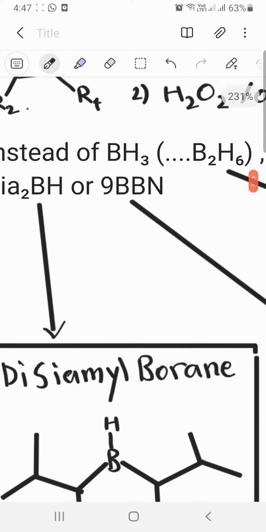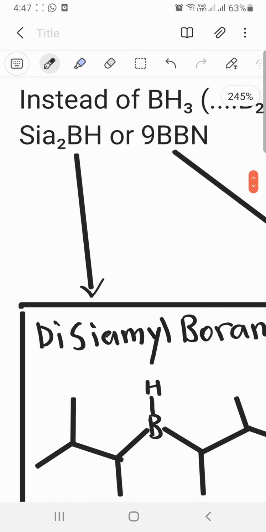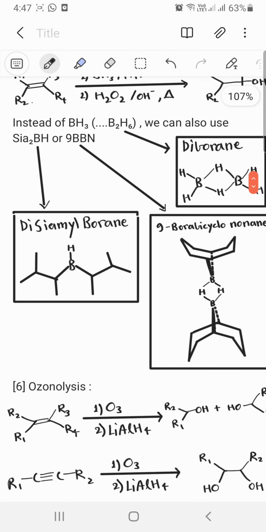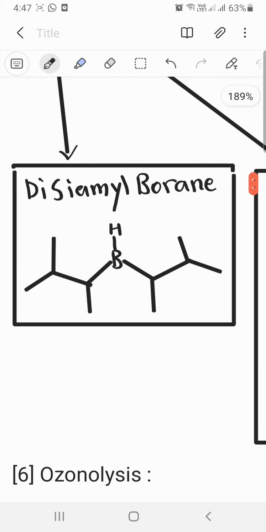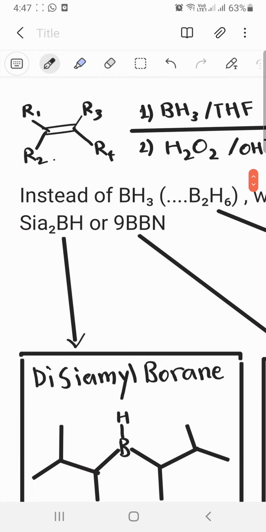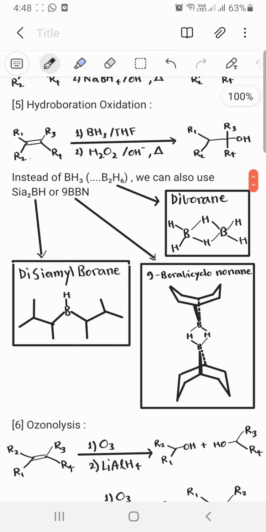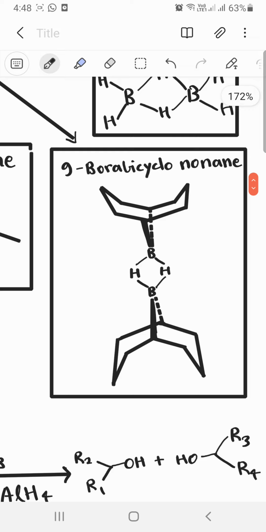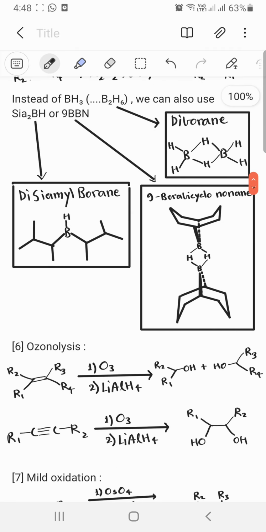These two other remaining things, so Sia2BH, it's this thing, dicyamyl borane. So this Sia thing is for cyamyl, and that 2 thing is for di, and BH is borane. Cool. And 9-BBN, it's also some kind of borane, but much bulkier. Yeah, fine.